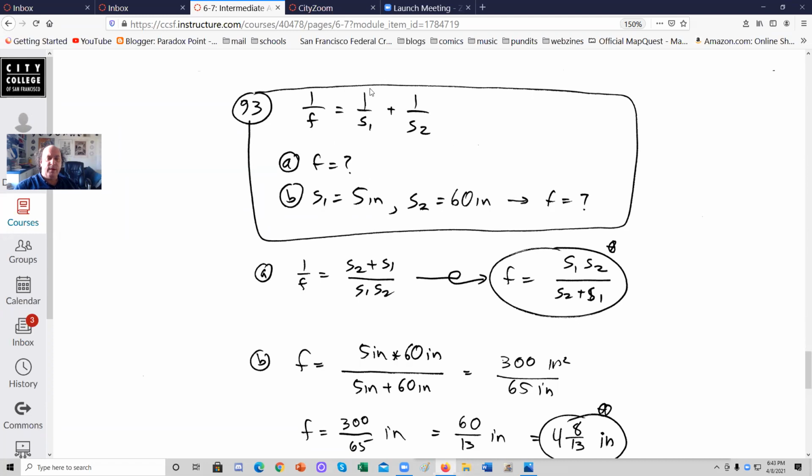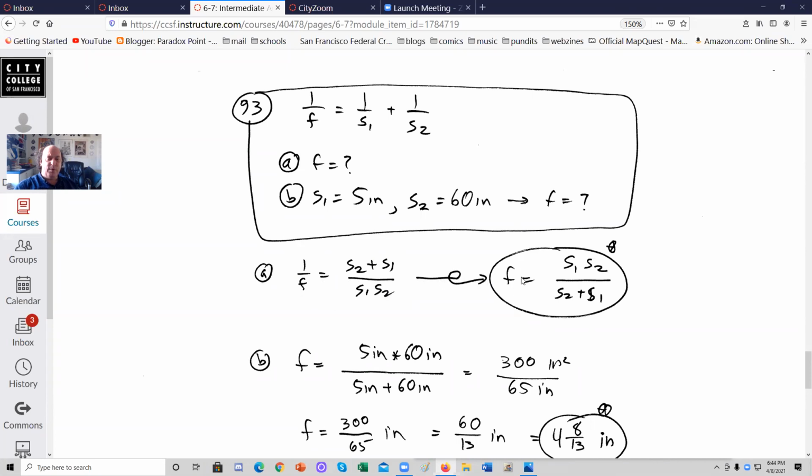Now let's multiply this throughout using what I call the rabbit rule. So 1 over f equals 1 times S2 is S2, plus 1 times S1 is S1, over S1 times S2. 1 over f equals S2 plus S1 over S1 times S2. To find f, it's enough to take the reciprocal of both sides, which I denote by this loop-de-loop arrow.